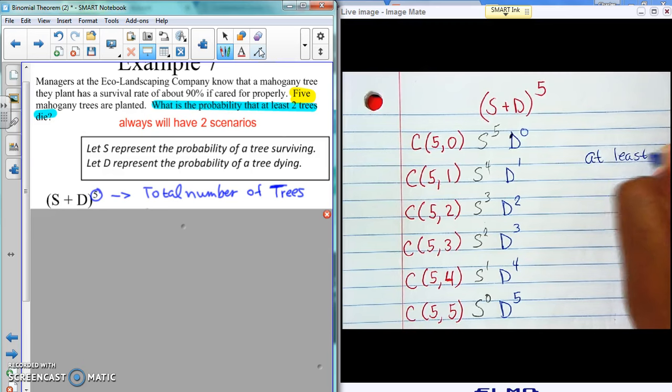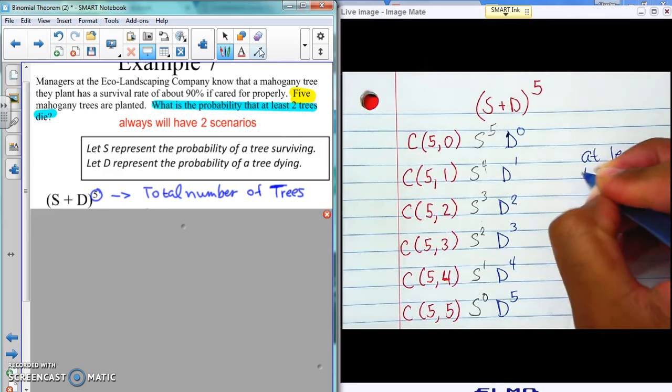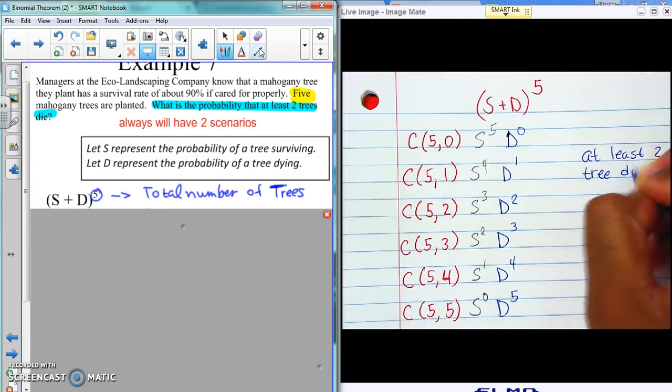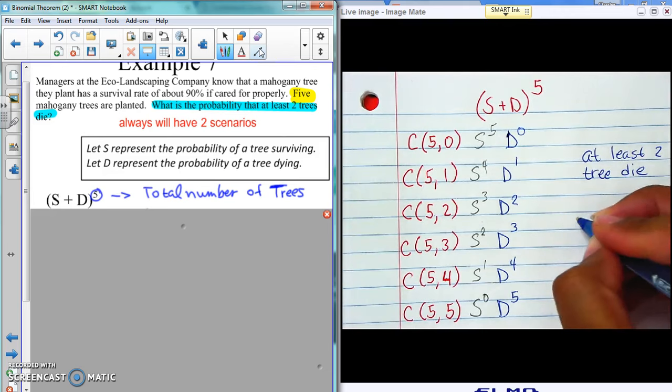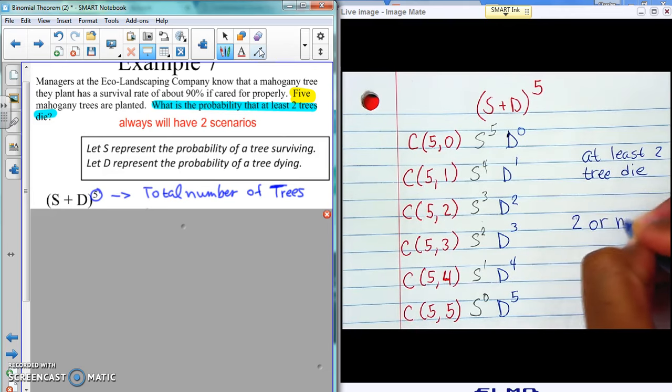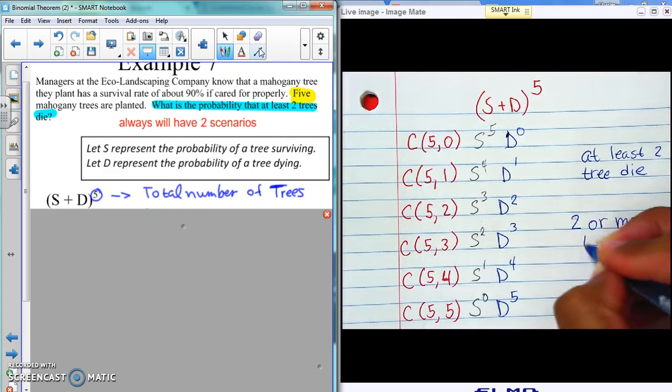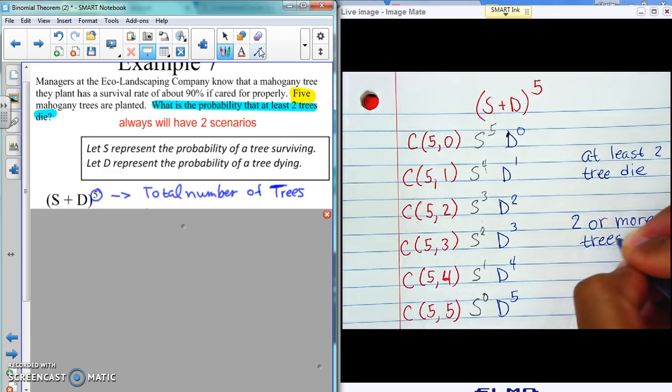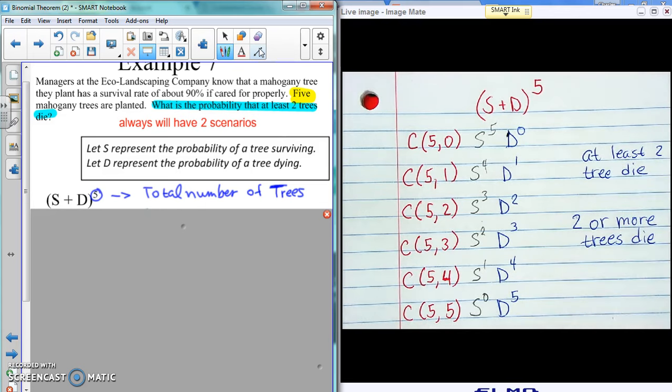At least 2 trees die. That means 2 or more trees die. So that's what we're looking for, where 2 or more trees are dying. So that means for the letter D, we're going to find where it's 2 or more. And then we're going to deal with just those numbers.